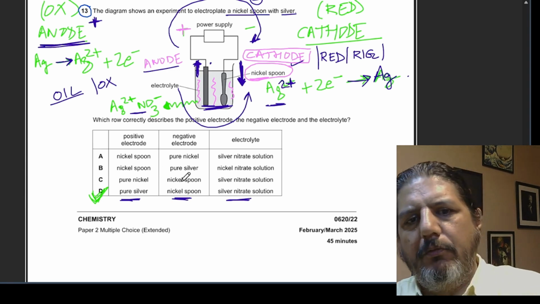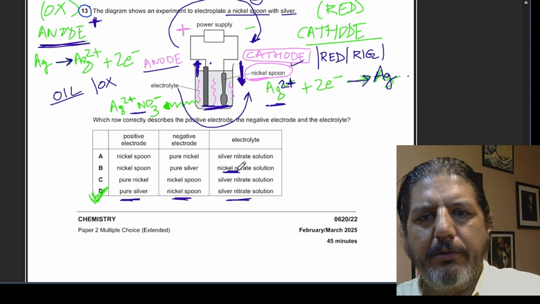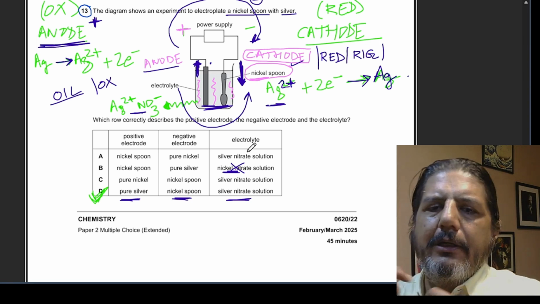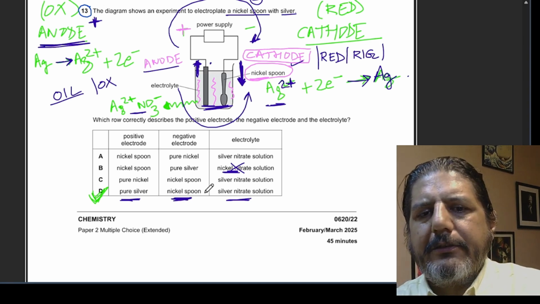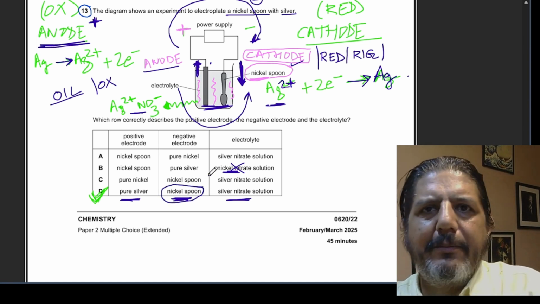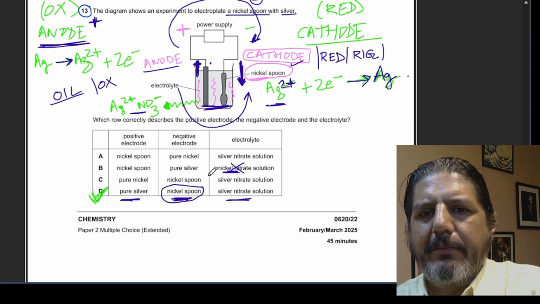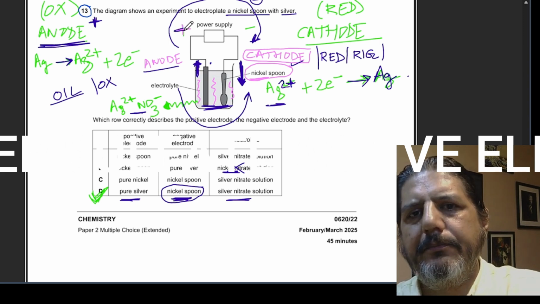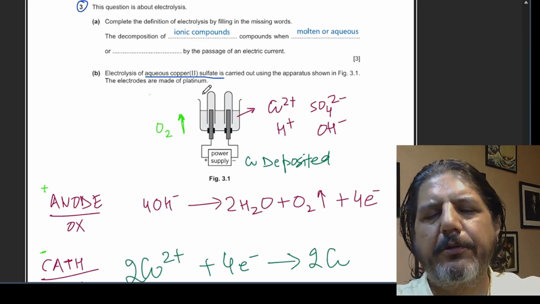Remember that for whatever material needs to be electroplated, you can't take nickel nitrate because you have to electroplate silver. Silver nitrate solution has to be taken. This nickel spoon can be some other material also. But if you want to electroplate, say for example gold, then gold will be on the left side. It will be the positive electrode. So let's look at the next question.